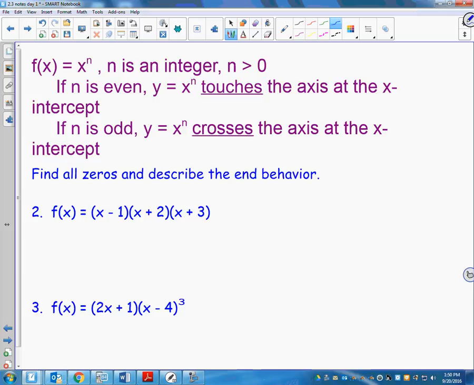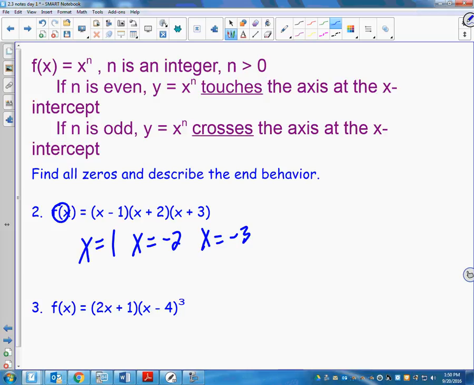Yeah, like it's supposed to be set up for you here. They've already factored it for you, so the zeros are just like thinking about setting that equal to 0. So you just solve each of the factors, right? So you can just look at this and you can say the zeros are at 1, are at -2, and are at -3 because I'm just solving that equation.